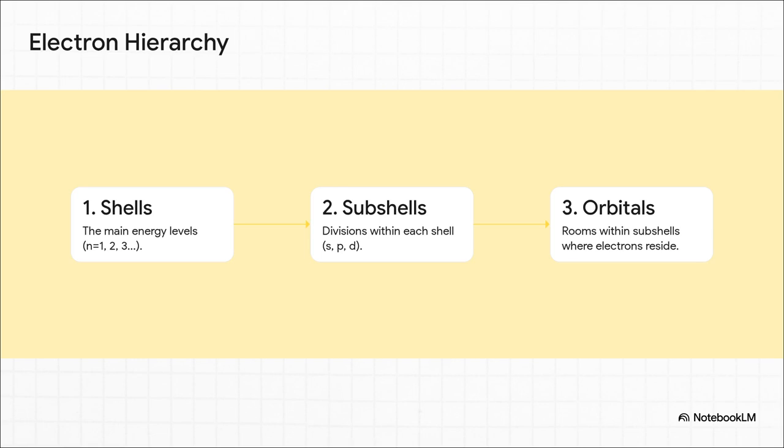You can almost picture it like a bizarre apartment building. The main floors of the building are the principal shells. These are the main energy levels. Then each floor is divided into different types of apartments, which we call subshells. And finally, inside those apartments are the individual rooms or orbitals, and that's where you'll actually find the electrons hanging out.